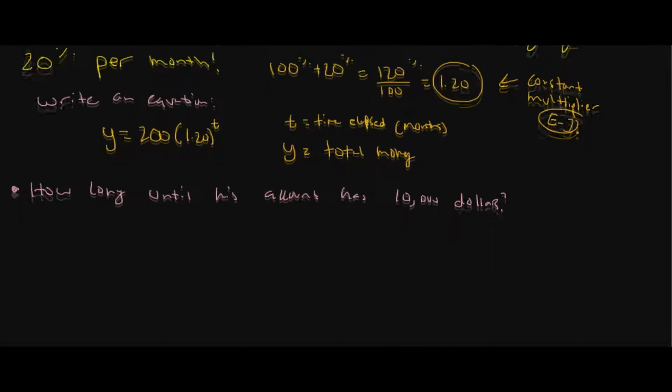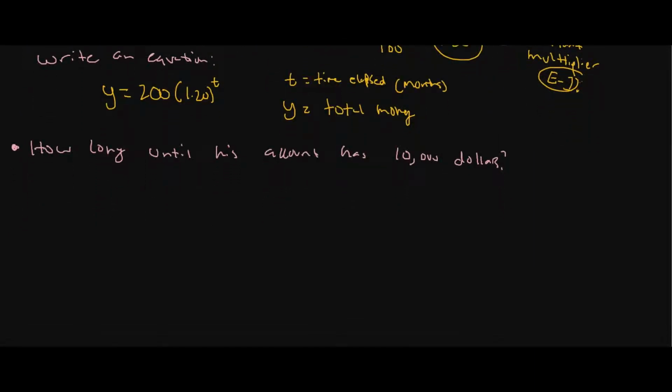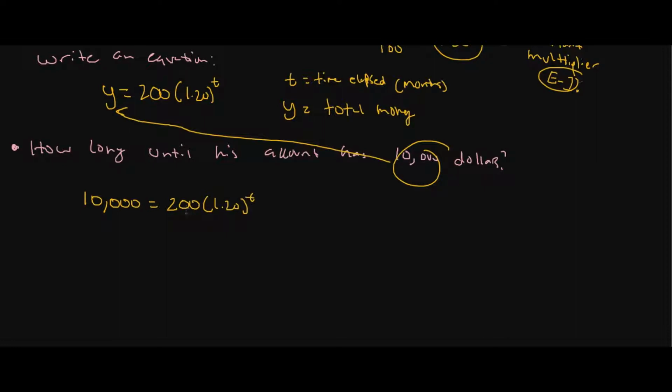Now that we have this equation, we want to see how long until his account has $10,000. Let's plug in 10,000 for the y, because the y represents total money. We want to find t, which is how much time has passed. How long do I have to wait? How many months until my account is 10,000? So I plug the 10,000 in for the y. We're going to have 10,000 equals 200 times 1.20 raised to the t. To get rid of the 200, we just divide it out.